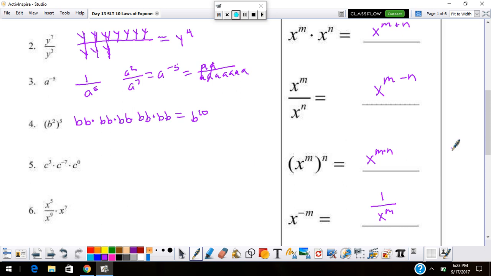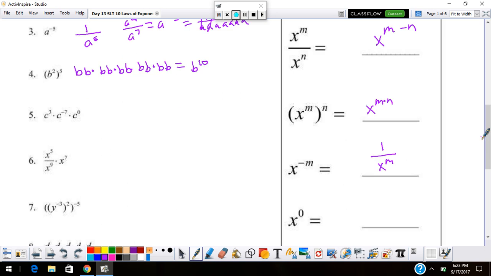So, let's see what we've got left. We've got x to the 0 power. So, number 5, if we work through that, if we add the exponents, 3 plus negative 7 plus 0 would be c to the negative fourth, which would be 1 over c to the fourth. Here, I would add these exponents. 5 plus 7 is... It's 12, handy assistant. Come on.